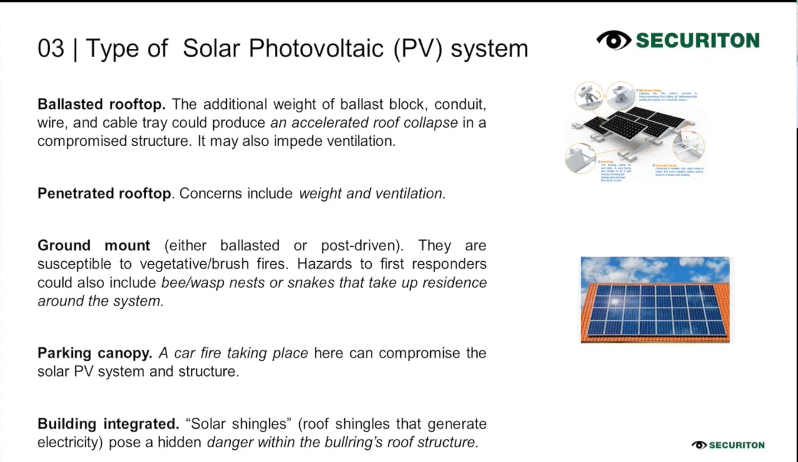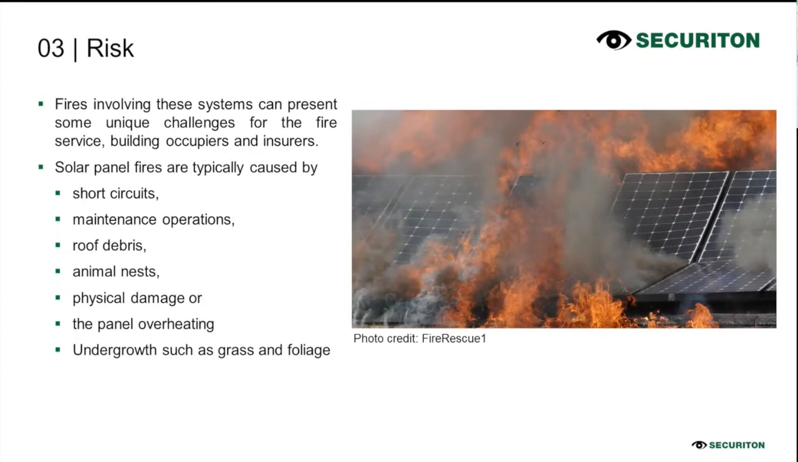So these are the issues that you actually see when you have solar arrays on top of the buildings as well as the covered areas. And what do you see? There'll be a risk of fire. This risk of fire usually starts with short circuits, the maintenance operation itself, roof debris, animal nests, which I just mentioned, physical damage, and the panels overheating. Panel overheating is one of the most common things that can happen. This is also called a hotspot.